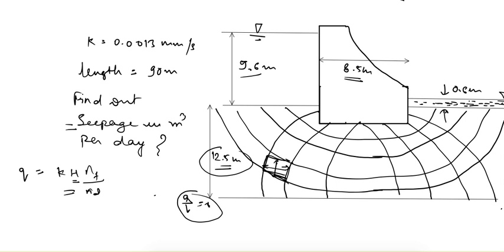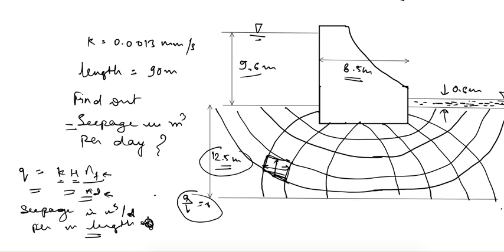H is the total head because of which flow is taking place. K is the coefficient of permeability. N_f and N_d are the number of flow channels and number of potential drops. That's all we need to find. And from this formula we calculate the seepage in meter cube per time unit, whatever the time unit is, let's say meter cube per day, per meter length of dam, or per meter length of whatever the structure is.